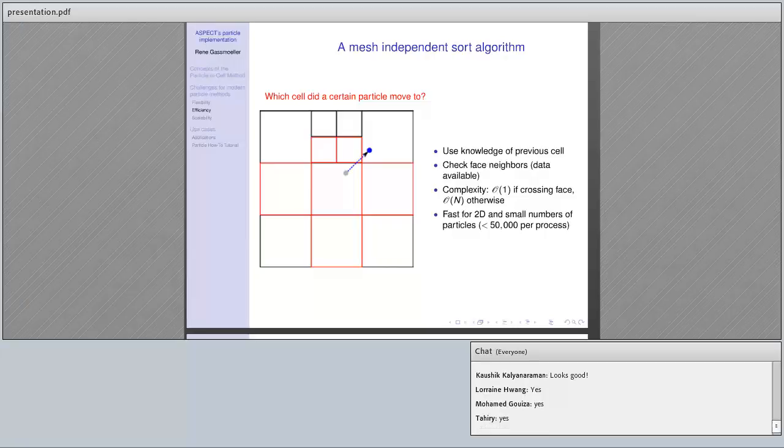However, as you might have guessed, I have drawn more or less the worst case scenario in this mesh. And in this case, we would need to fall back to one of the worst algorithms I have described before. Nevertheless, this algorithm is relatively fast, especially for 2D, and it's reasonable for a small number of particles. According to tests, more or less than 50,000 particles per processor. But we can do better than that.